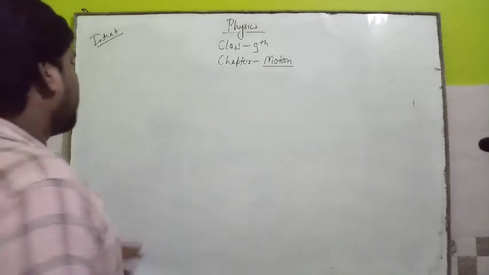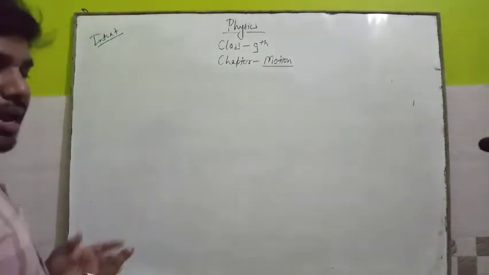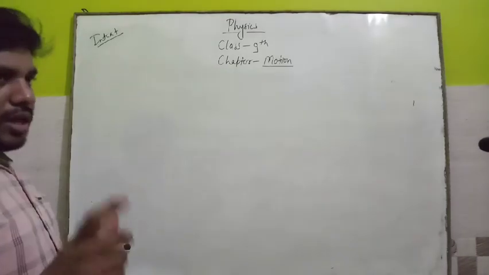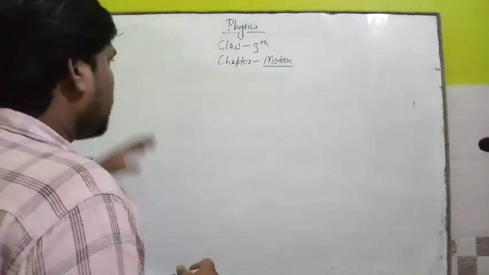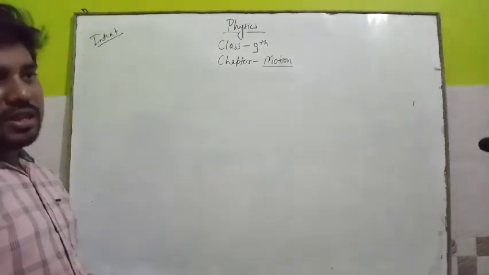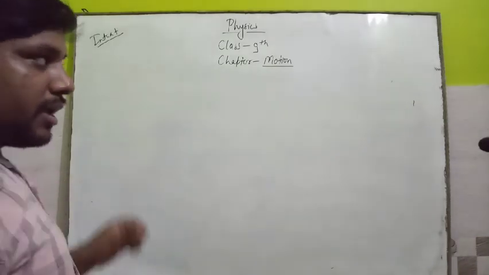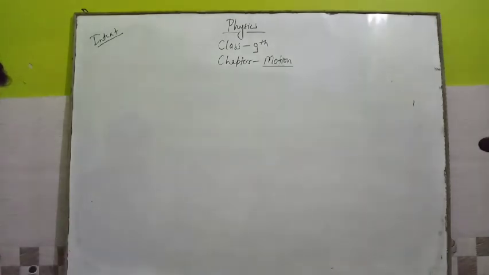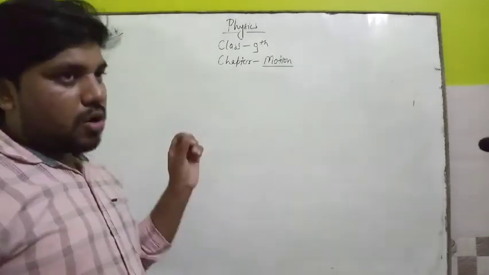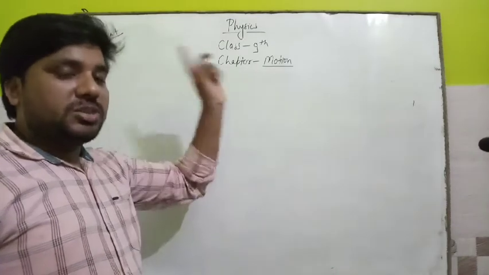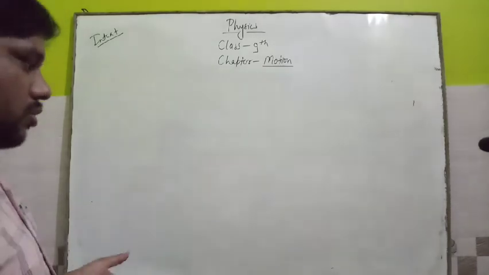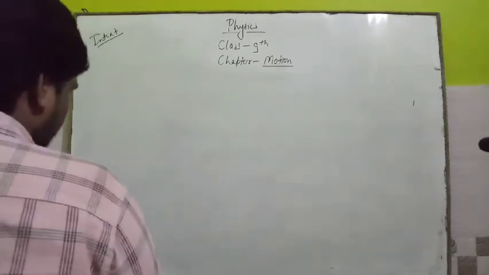Clear all of you? Okay, the question says that during an experiment a signal from a spaceship reached the ground station in 5 minutes. What was the distance of the spaceship from the ground station? That means the distance from the spaceship to the ground station where the signal is coming. Very easy question. The signal traveled at the speed of light.